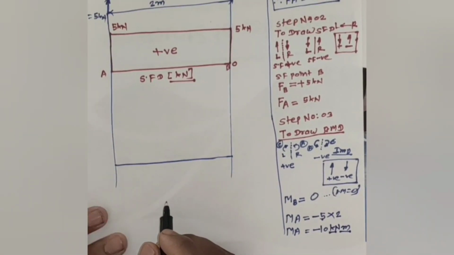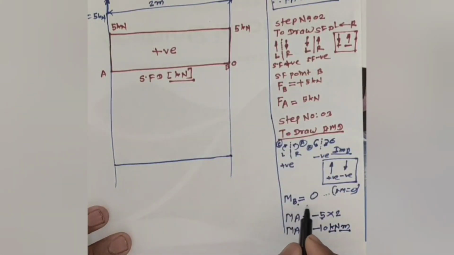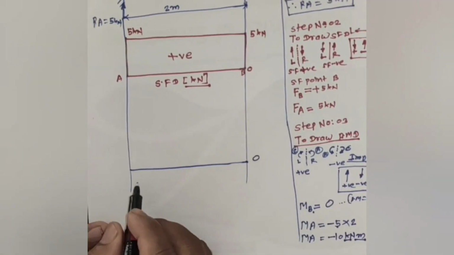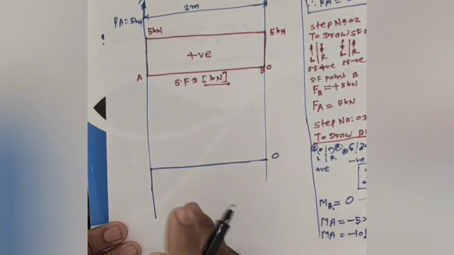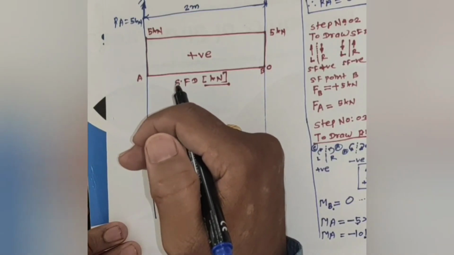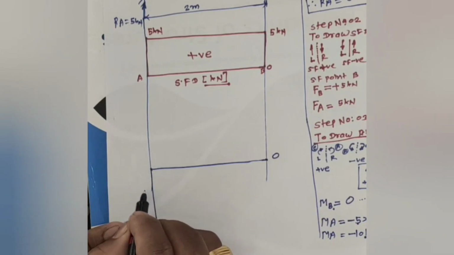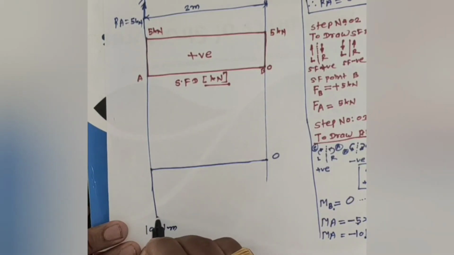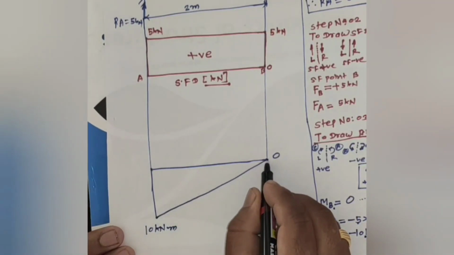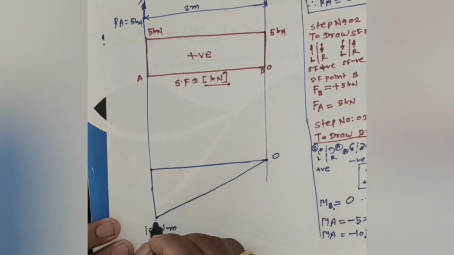Okay, next we draw the diagram. Bending moment at point B is equal to 0. Then the moment about point A is minus 10, which means you have to draw the diagram below the baseline. 0, 1, 2, 3, 4, 5 up to 10 kilonewton meter, and draw the straight inclined line. Why a straight inclined line?